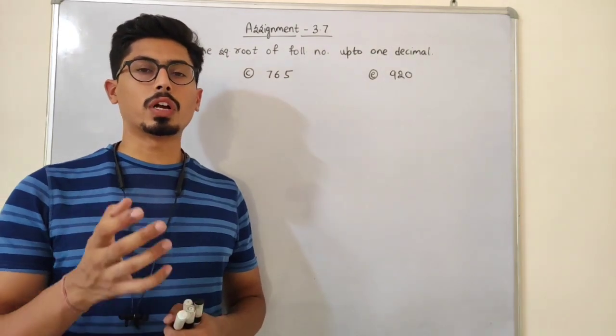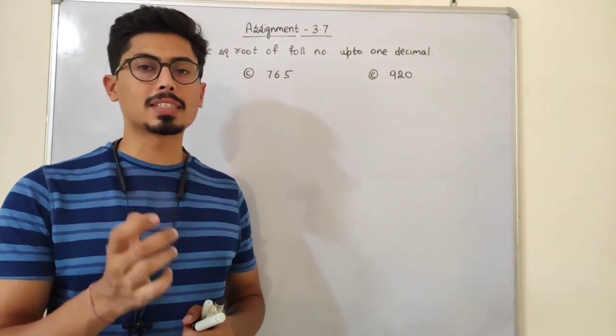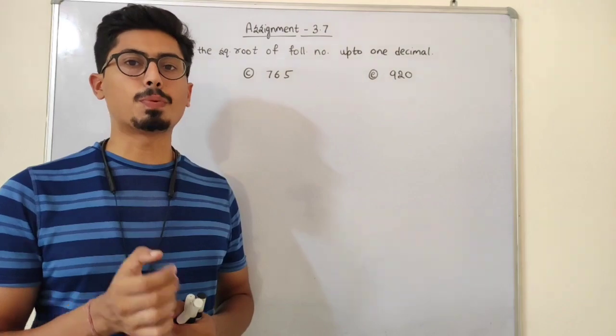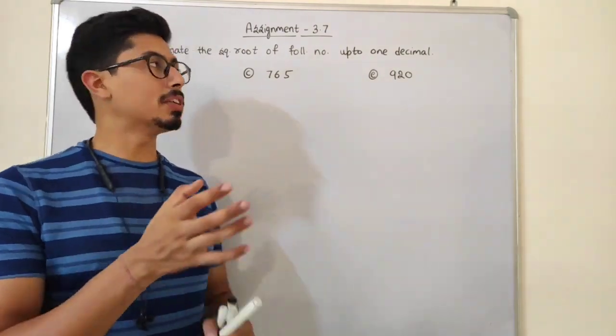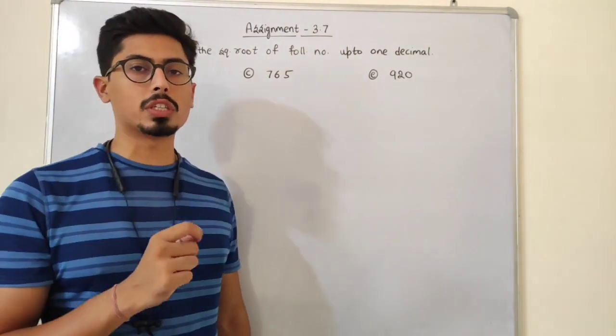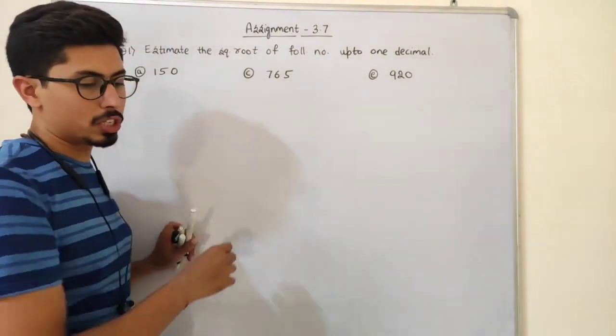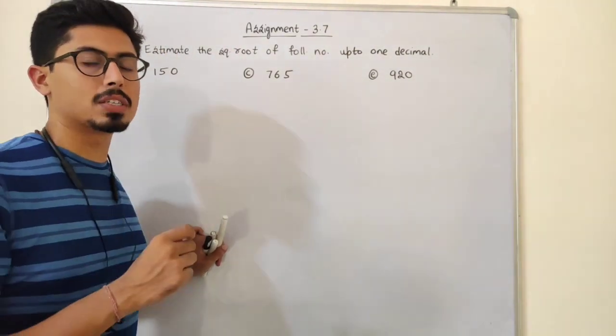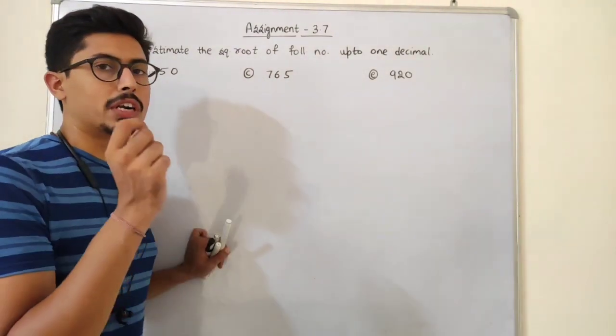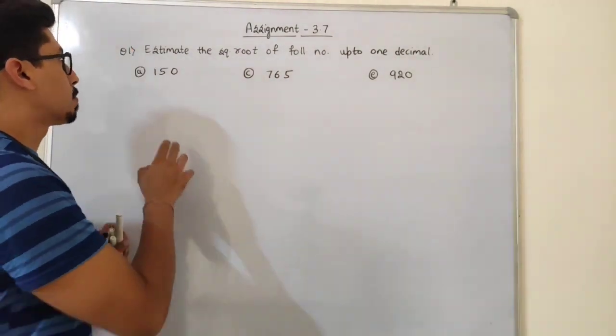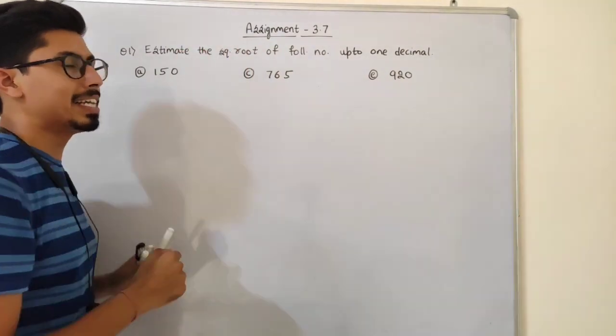Okay students, in today's class I'm going to discuss the last assignment, that is assignment 3.7. Assignment 3.7 consists of two questions. The first question I'm going to discuss now. Question number one consists of 6 parts. Out of these 6 parts I'm going to discuss 3 parts, that is part A, part C and part E.